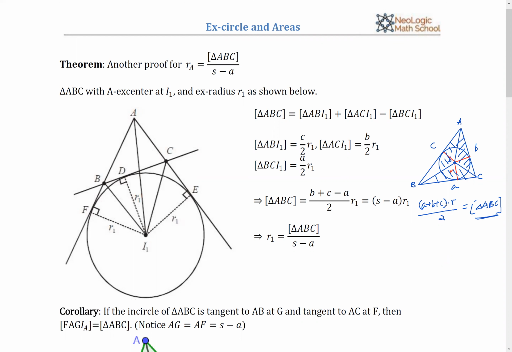Now something similar could happen to our excircle. So the excircle here is drawn right here. Let's take a look. The radius, let's call that r1, center at I1, facing vertex A. The excircle is tangent to AB at point F, tangent to BC at point D, tangent to AC at point E. Do we still have some area equation or not?